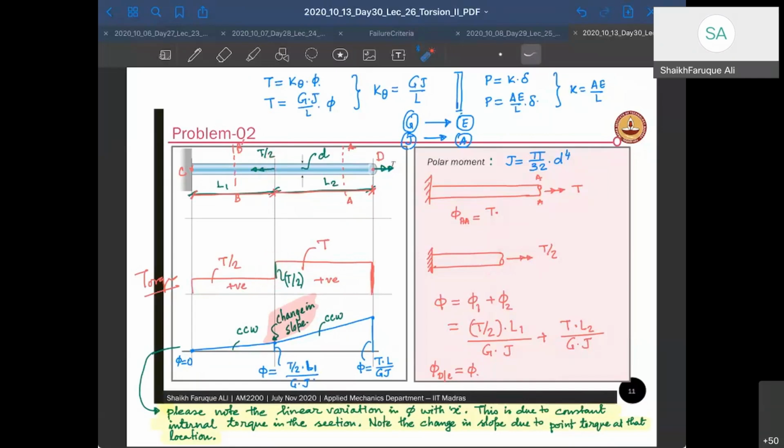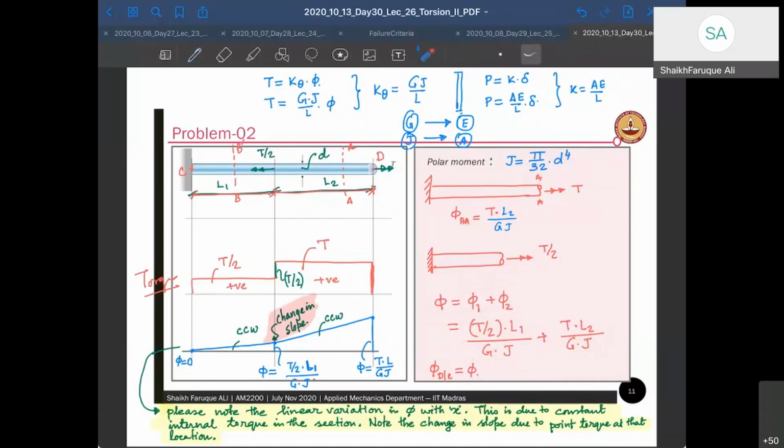So there is a torque T by 2 acting here, and this jump, shortening, is also that T by 2, the same T by 2. Now phi is going to be the summation of this phi and that phi, right? So this phi is going to be T into L by 2 by GJ, right? Same thing, GJ, same value. And this one is going to be T into L1. So phi 1 is going to be T by 2 into L1 by GJ, right? So you add them up, and you get your total phi.